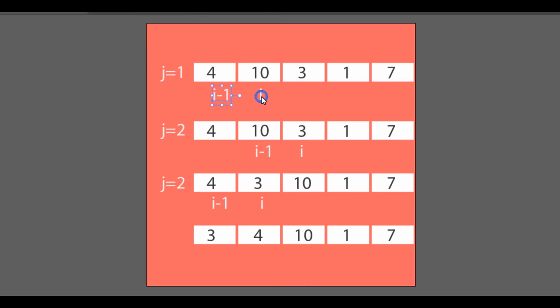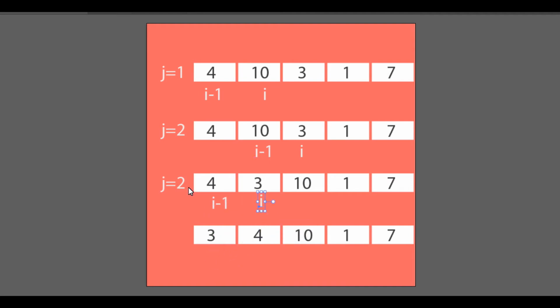Then i is decremented to here, and there is no chance for i-1, so the loop is ended here. Then we start again with i equal to the second index, that means the third element. This is compared with the previous element to see if it is smaller. Yes, 3 is smaller and 10 is larger, so these two are swapped, like here. Then i is decremented and we check both elements. Yes, 3 is smaller than 4, so they are swapped. Then i ends up here, so there is no chance for i-1, and the loop ends.